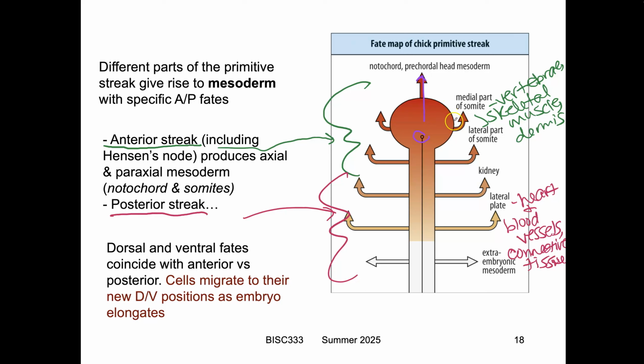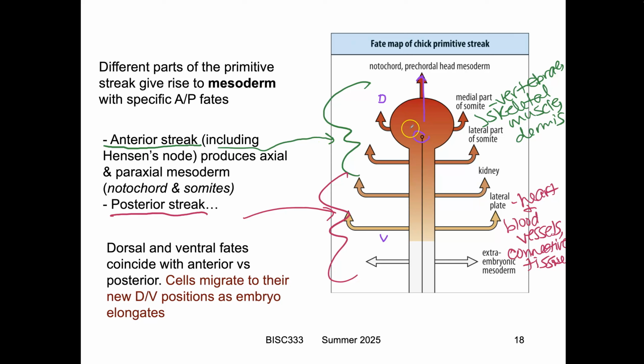And then there are somites, and the somites give rise to skeletal muscle, dermis, and the vertebrae, right? And then a little bit further down towards the posterior, we're seeing the more ventral mesodermal fates, like kidney, heart, blood vessels, and so on, certain kinds of connective tissue and that sort of thing. So from the anterior, we're seeing mostly dorsal mesodermal structures, and towards the posterior, we're seeing the development of ventral mesodermal structures.